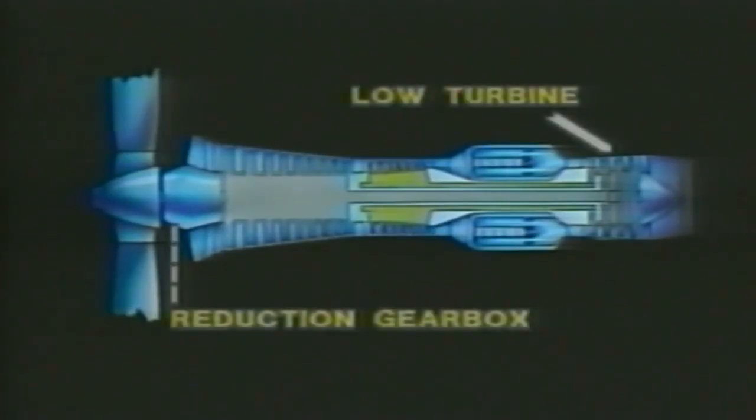Notice that the prop is driven by the low-pressure turbine, but not directly. The low turbine drives the low compressor. The low compressor drives a reduction gearbox, and the gearbox rotates the prop. A gear reduction of about 10 to 1 is typical. With that, the engine might be turning at 10,000 RPM and the prop would turn at 1,000 RPM.